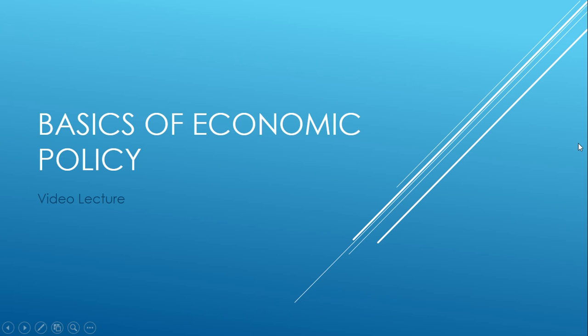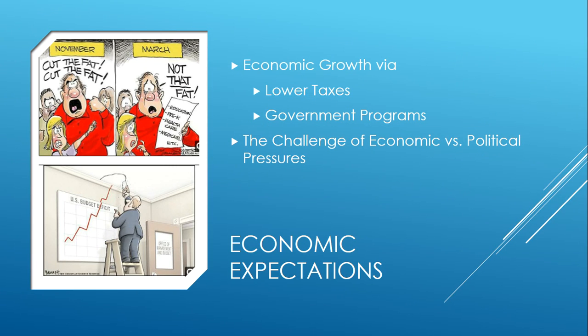In this video lecture, we're going to go over some of the basics of economic policy at the federal level. And when we're talking about economics at the federal level, the goal for every politician is to achieve economic growth. As we talked about much earlier in the year, voters tend to vote with their pocketbooks, the so-called pocketbook vote, where voters are going to reward the party in power during good economic times and punish the party in power during periods of economic downturn.